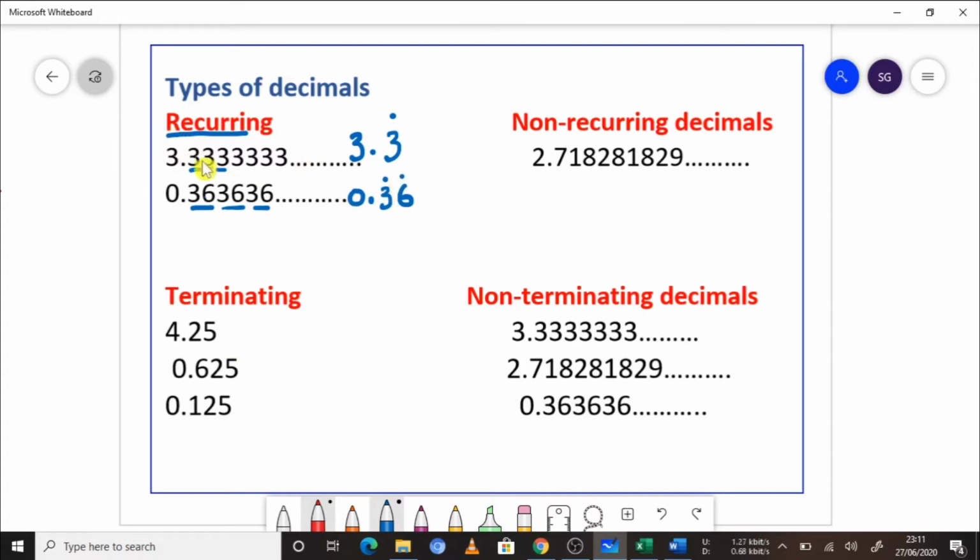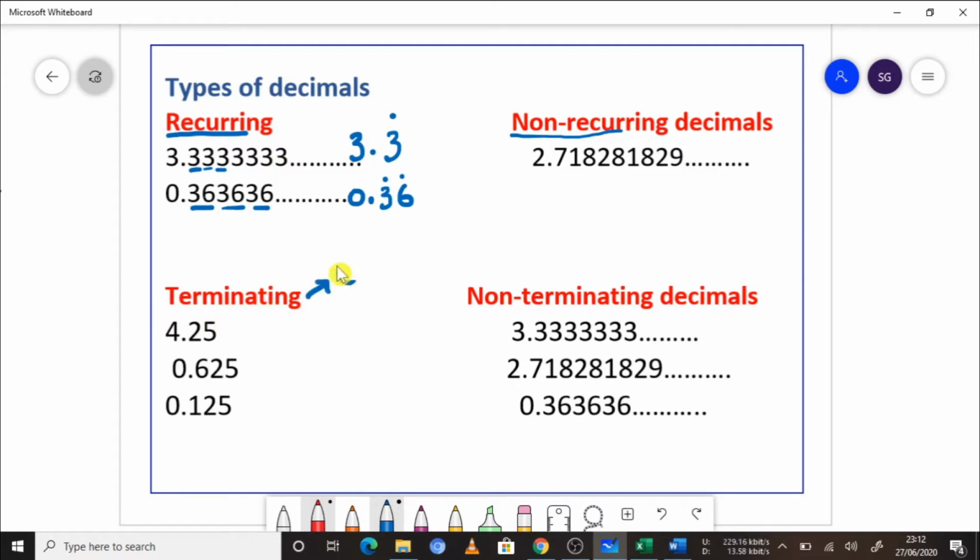So these are the recurring decimals, meaning they show a pattern after the decimal, and the opposite of that would be non-recurring. Non-recurring means there is no pattern, there is no value or set of values that is being repeated. You can see that it's just coming randomly, 7 1 8 2 8 1 8 2 9 and so on. There is no pattern after the decimal, hence this is non-recurring. The next is terminating. Terminating means coming to an end.